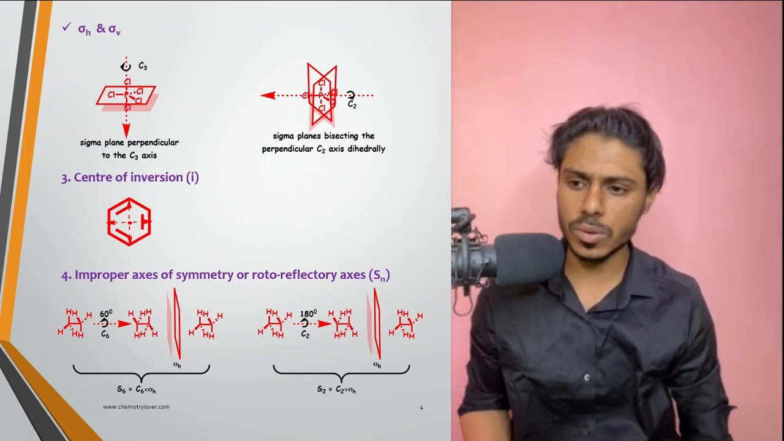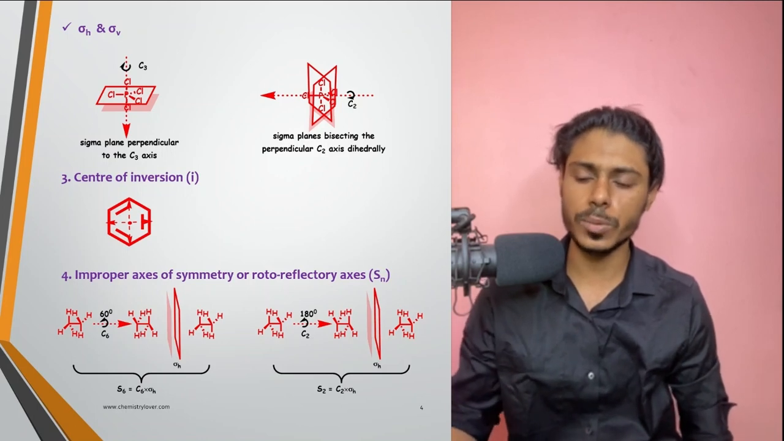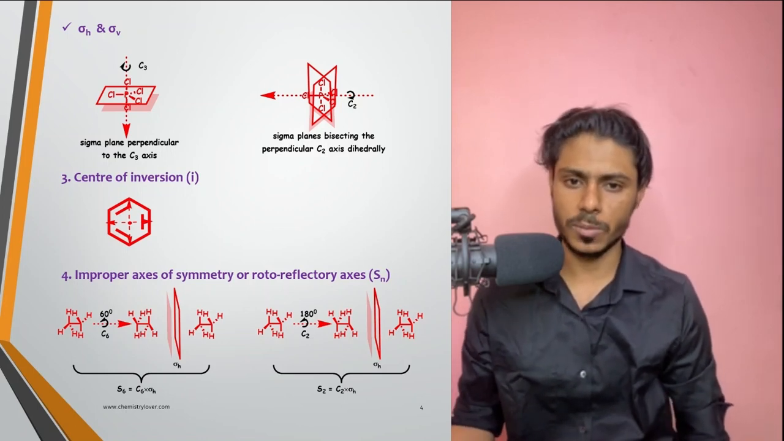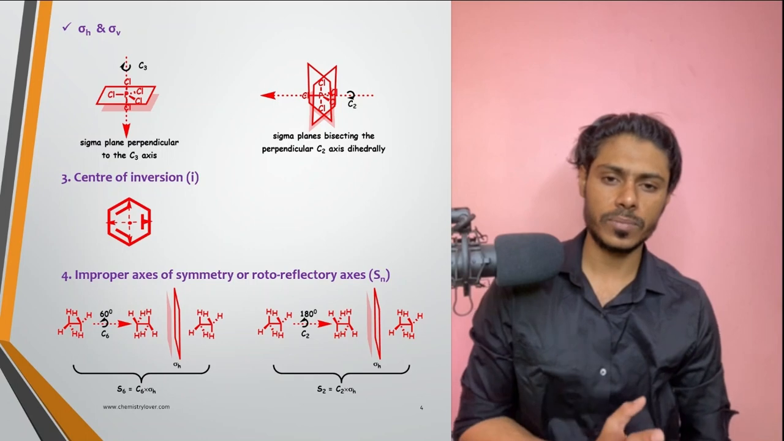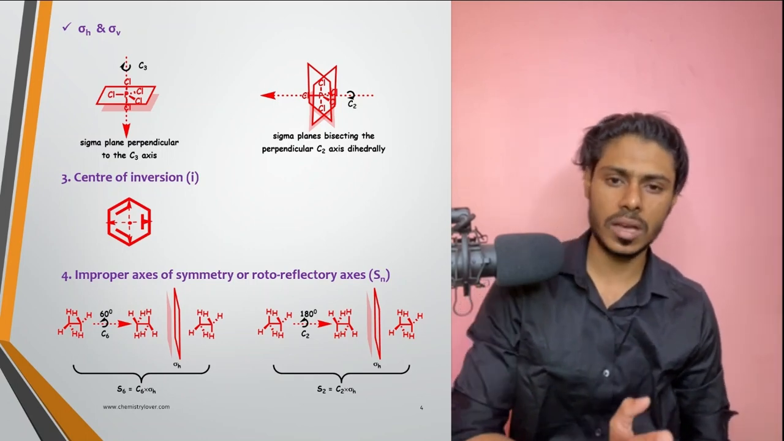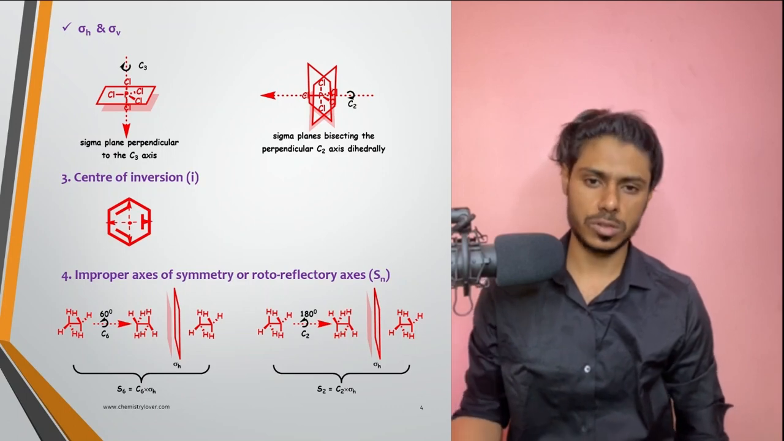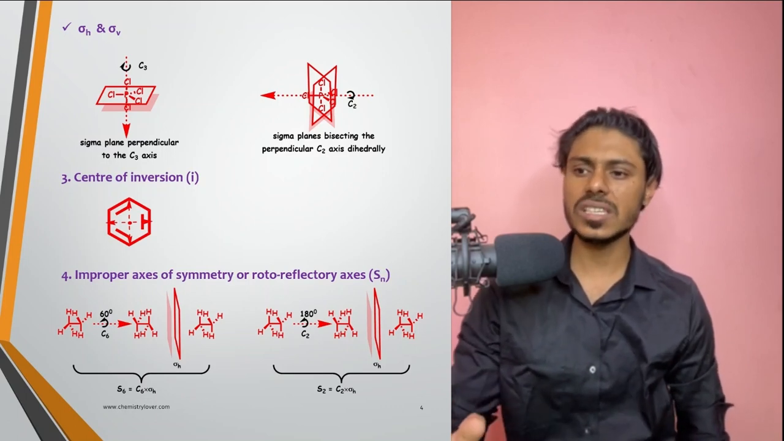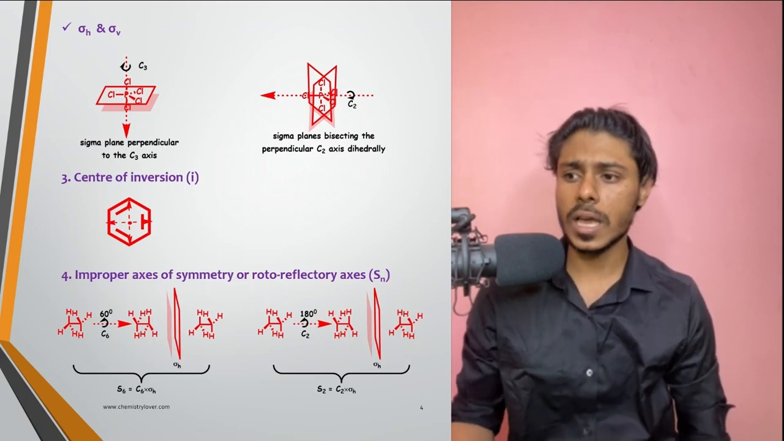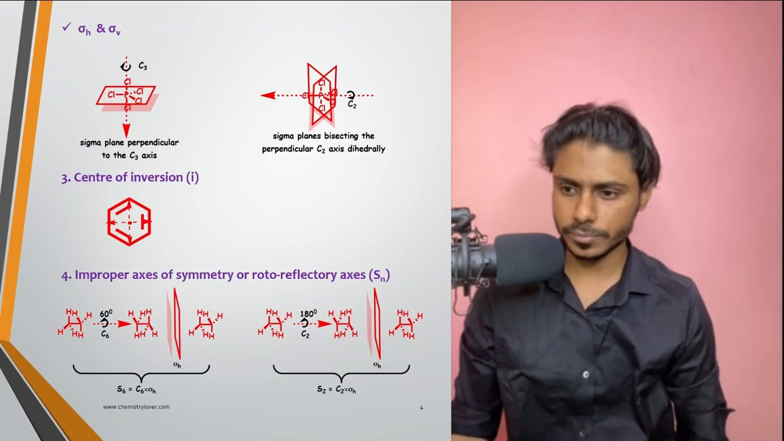On the right hand side you can see S2 is also present, because if we take a 180-degree rotation of the molecule and we take the mirror image or the reflection of the molecule, we will get the same arrangement. So S2 is also present. This is called rotoreflection axis or improper axis of symmetry.